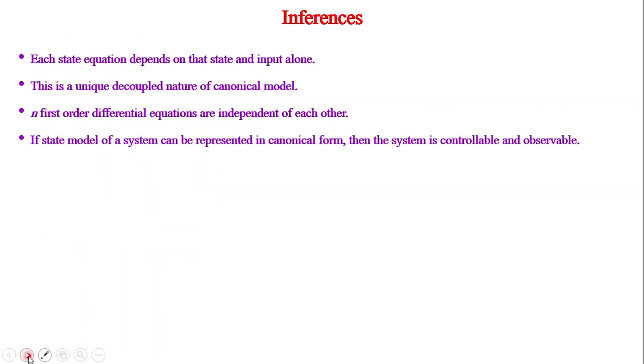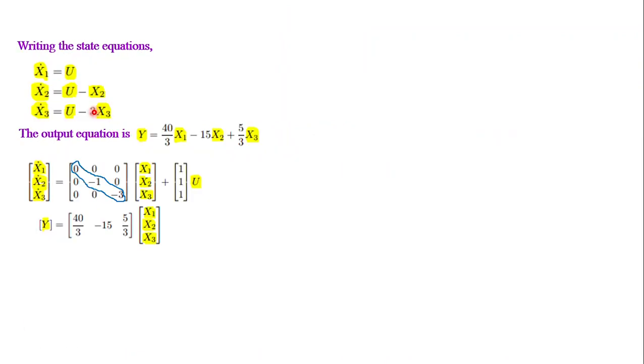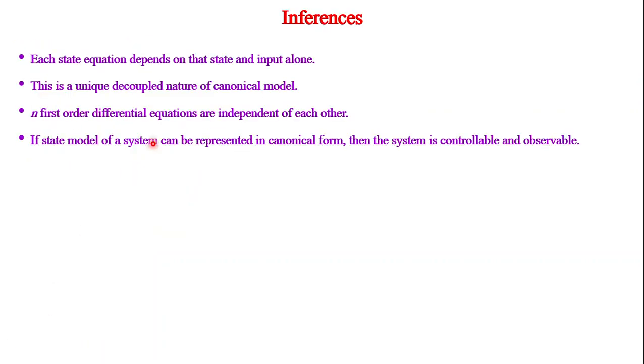That's all. So the inference from this is, each state equation depends on that particular state and the input alone. It doesn't depend on the other states. Therefore, we can say they are decoupled. Each state equation is decoupled from the other. So, state equations are decoupled from one another. The n first order differential equations are independent of each other. That is what we have said.